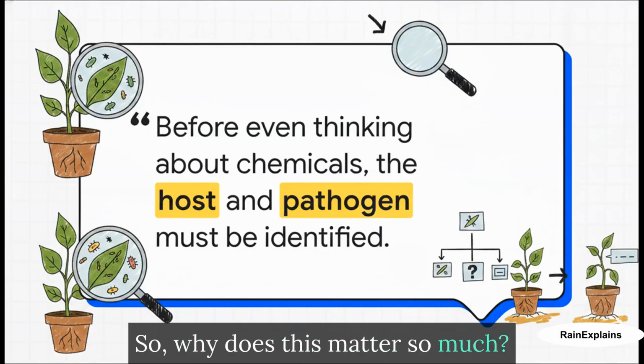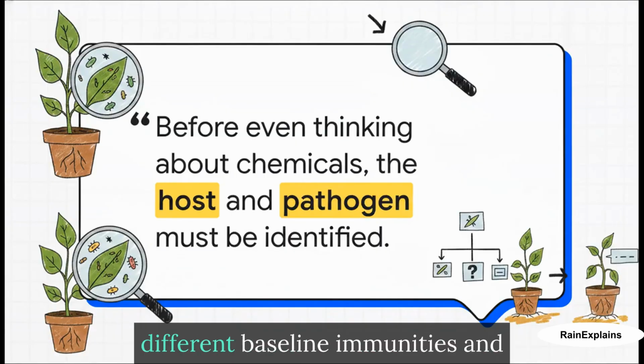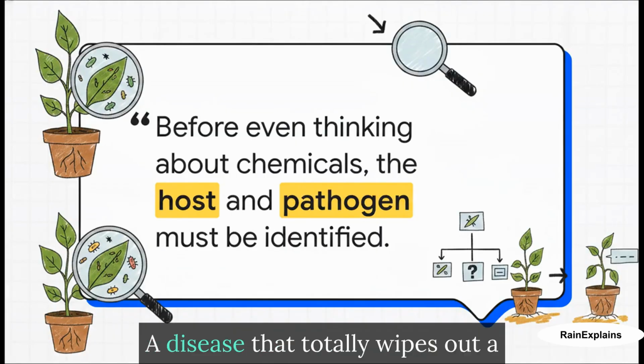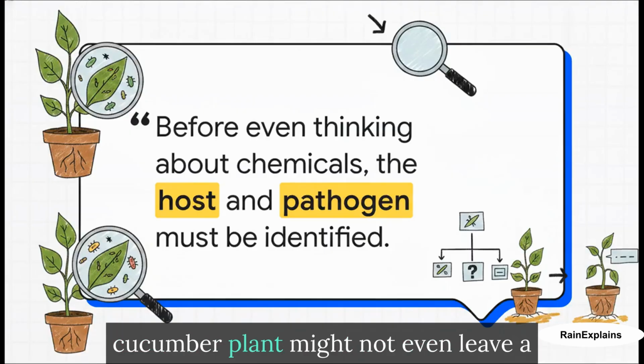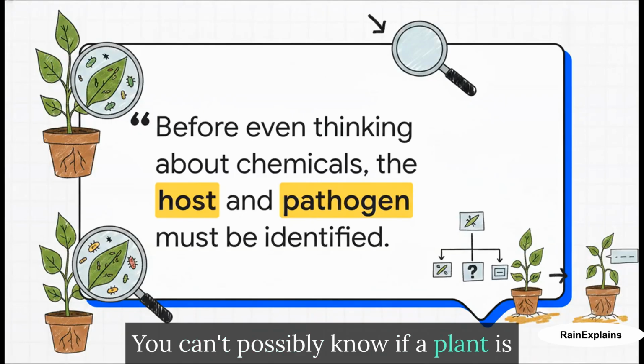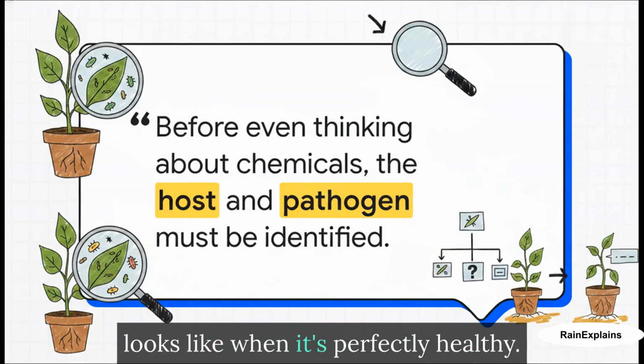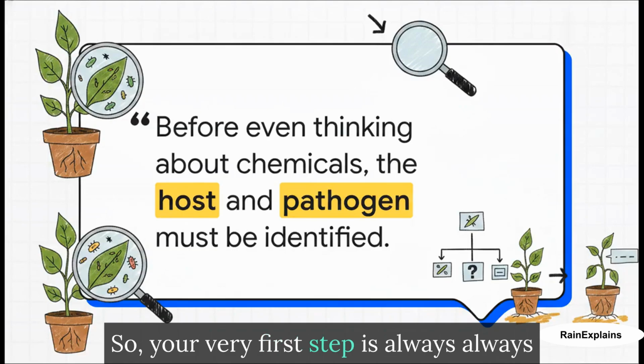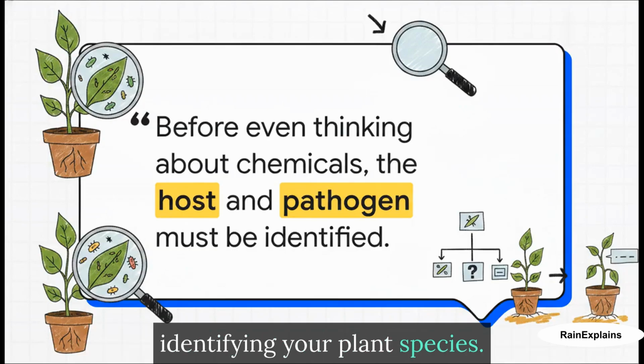So why does this matter so much? Well, different plants have completely different baseline immunities and weaknesses. A disease that totally wipes out a cucumber plant might not even leave a scratch on a pepper plant sitting right next to it. You can't possibly know if a plant is acting sick if you don't know what it looks like when it's perfectly healthy. So your very first step is always identifying your plant species.